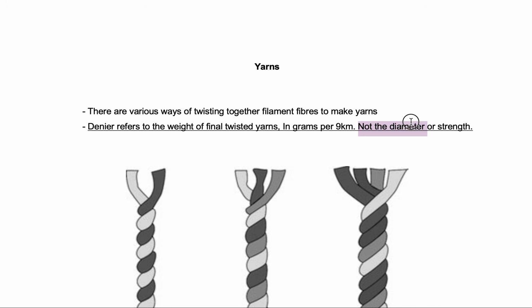It's really important to know that it has nothing to do with the diameter or the strength. Obviously, a heavier yarn is almost certainly going to be a thicker diameter and probably a stronger yarn. However, the number itself is a measurement of the weight, not of the diameter or the strength.